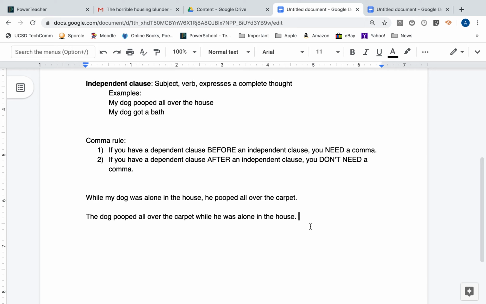So that is how you put together a sentence using an independent clause and a dependent clause and punctuating it correctly. So I hope that helps you with your writing.